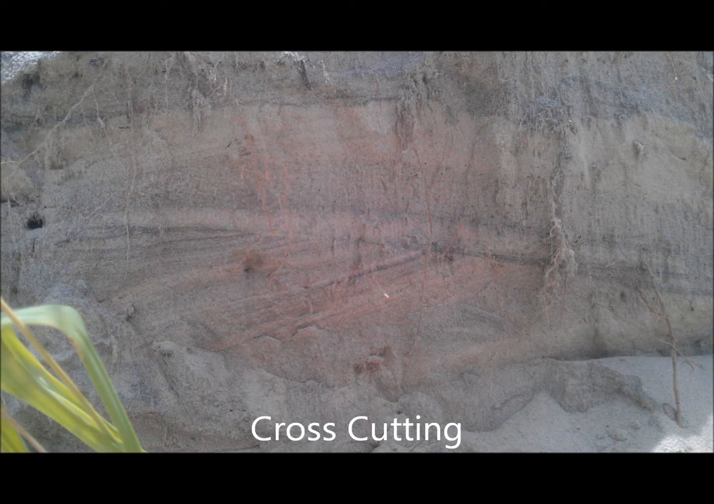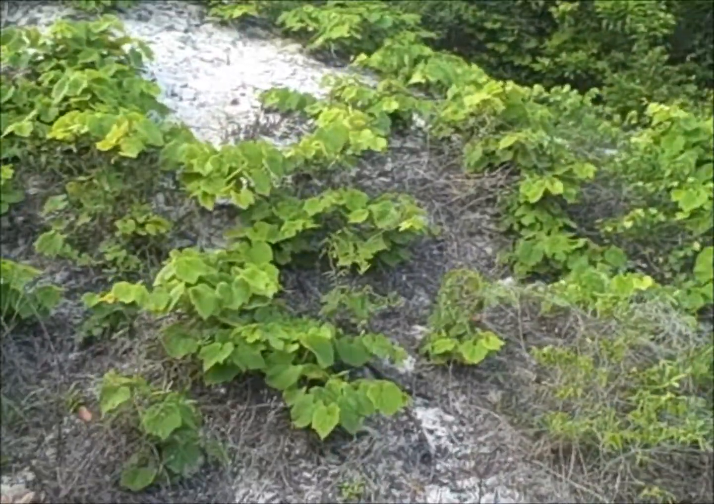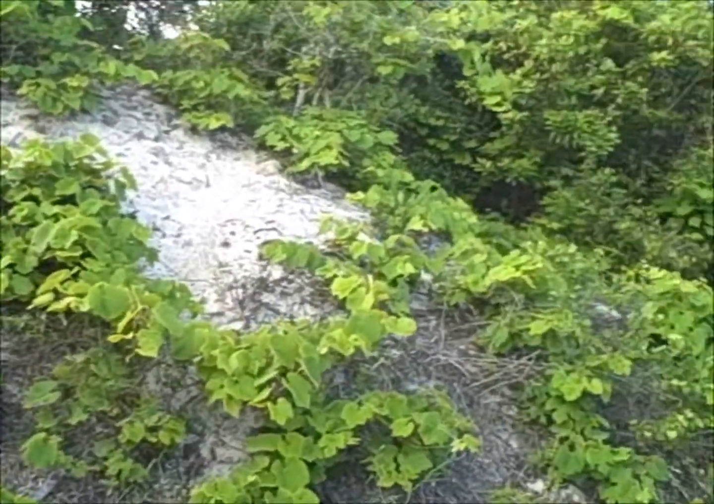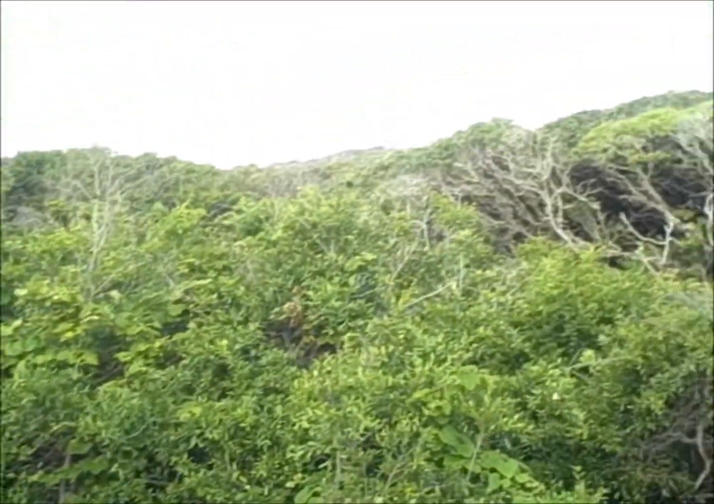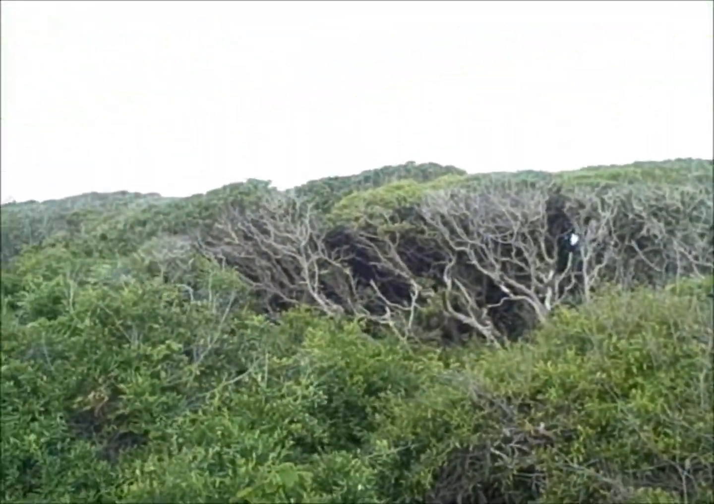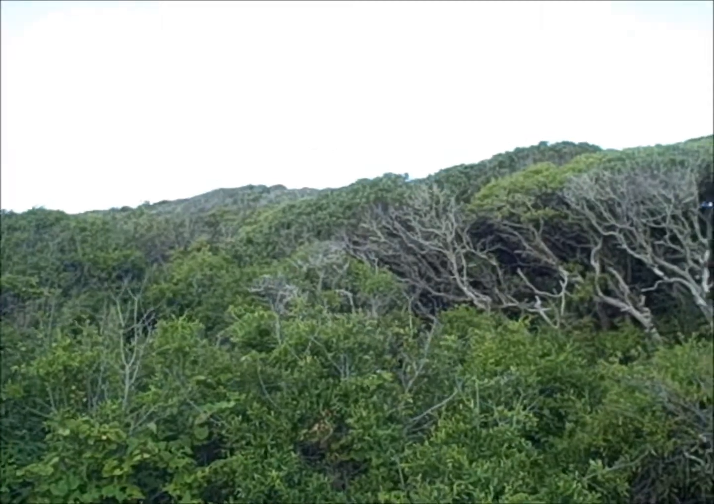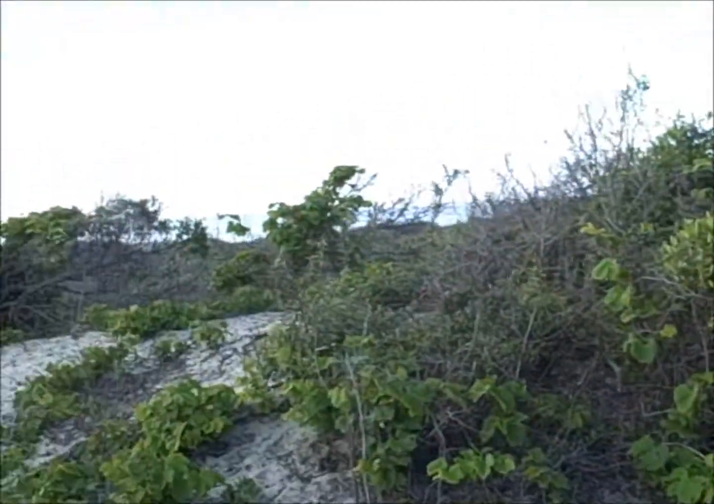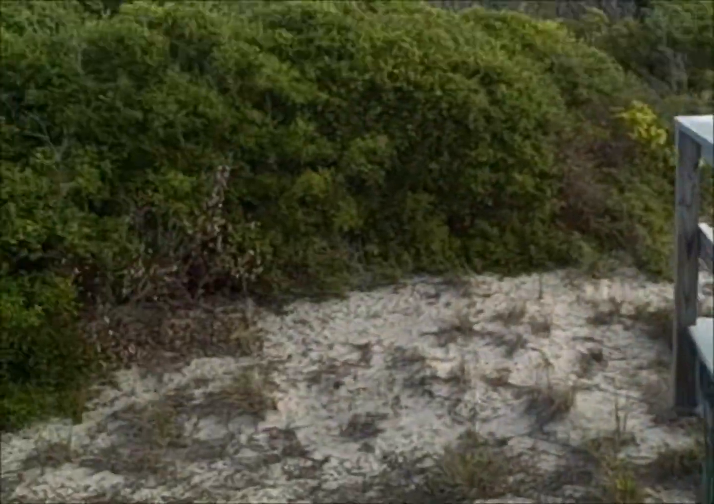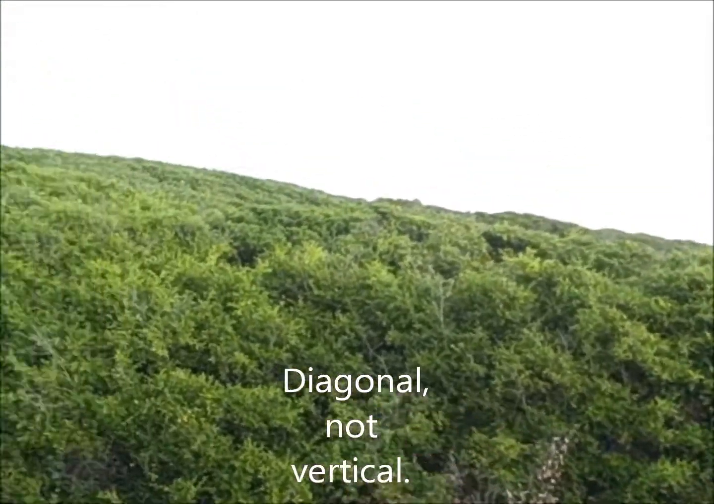This cross-cutting pattern shows this particular dune's history of accretion and erosion. This clip shows evidence of the effects salt spray has on vegetation. As you can notice, there's a vertical line that is cropping through the vegetation.